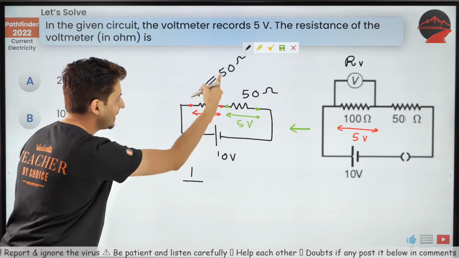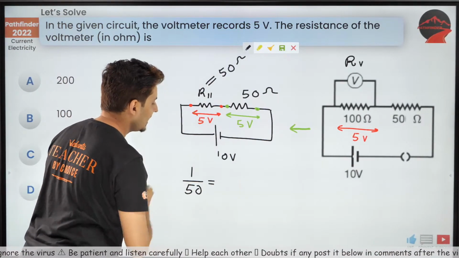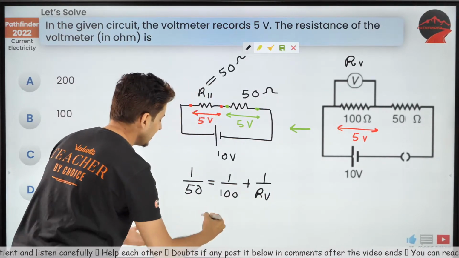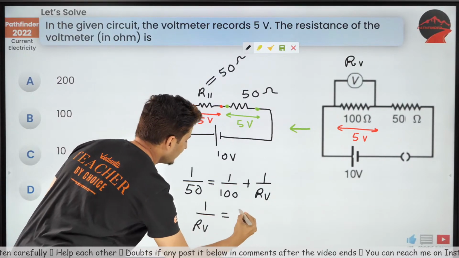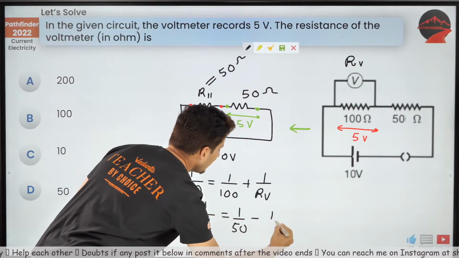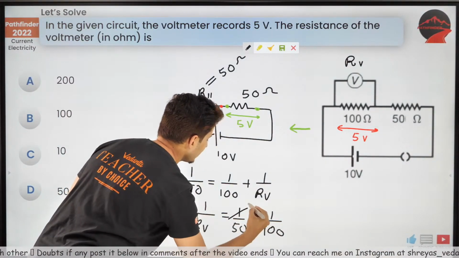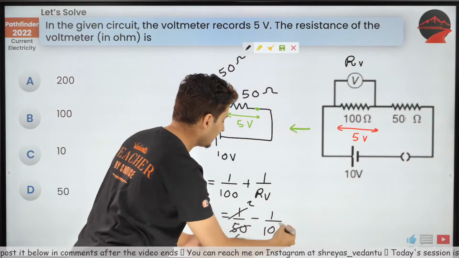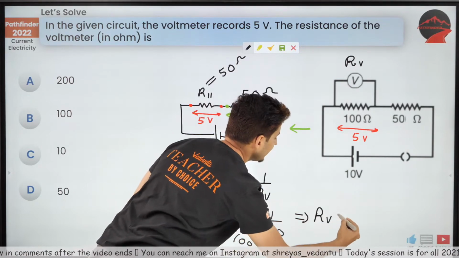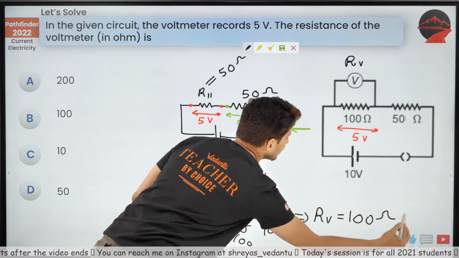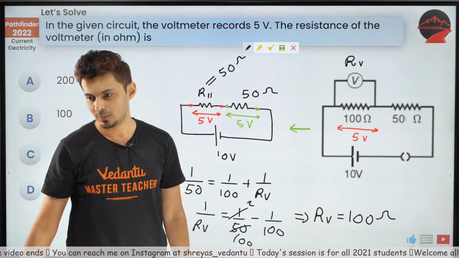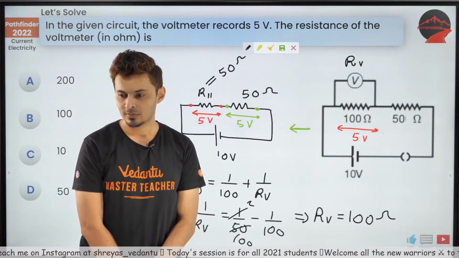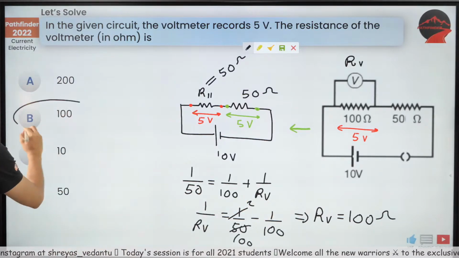So, R parallel is 1 by 50, and this is 1 by 100 plus 1 by RV. Come on, do the math. 1 by RV is equal to 1 by 50 minus 1 by 100. Take the LCM. This will become 2, this will become 100. 2 minus 1 is 1, 1 by 100. So that means RV is going to be 100 ohms. That's it. Beautiful. Correct. The answer is B.